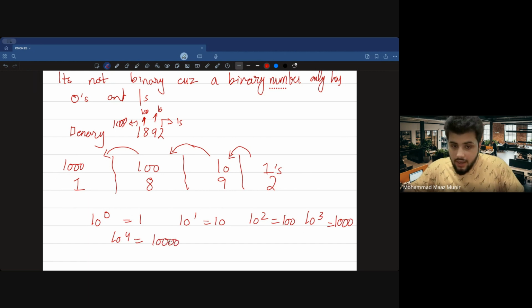10,000, right? This is basically one other reason why we call this a base 10 number system, because whenever we want to find the value of something, we go like 10 raised to power the specific slot, like 10 raised to power 0 once, 10 raised to power 1 tens, 10 raised to power 2 hundreds, 10 raised to power 3 thousands, 10 raised to power 4 10,000s.